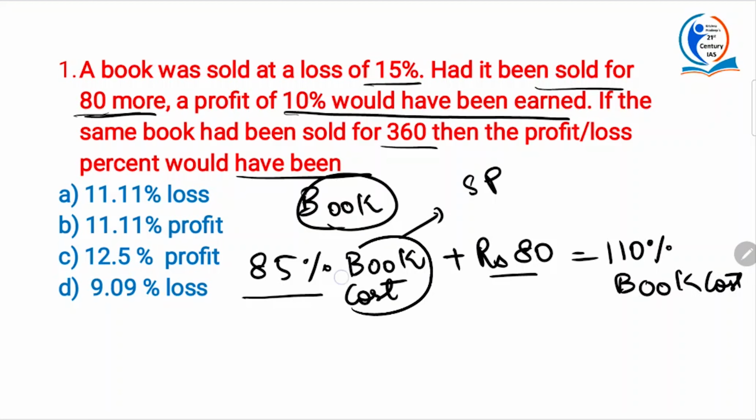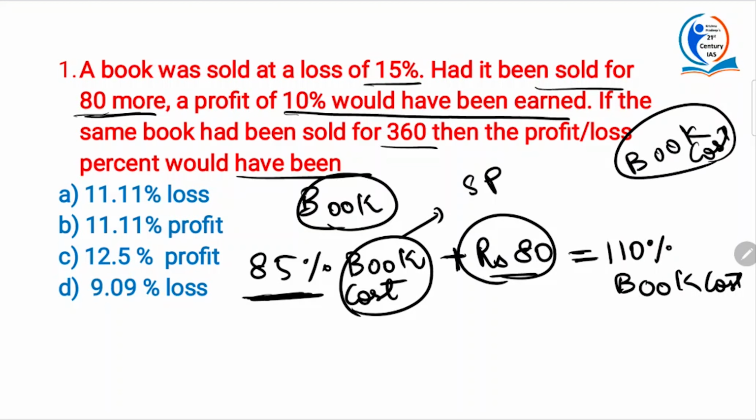See, book cost is there. I'm directly taking it as book cost. So that's 15% loss, which means it was sold at 85% of the book cost. Had it been sold for 80 more, which means plus 80, he would have got 10% profit. See, if the book cost is taken like this, then what is 10% profit of this one? It means 10% of the book cost plus the book cost, which means it is 110% of the book cost.